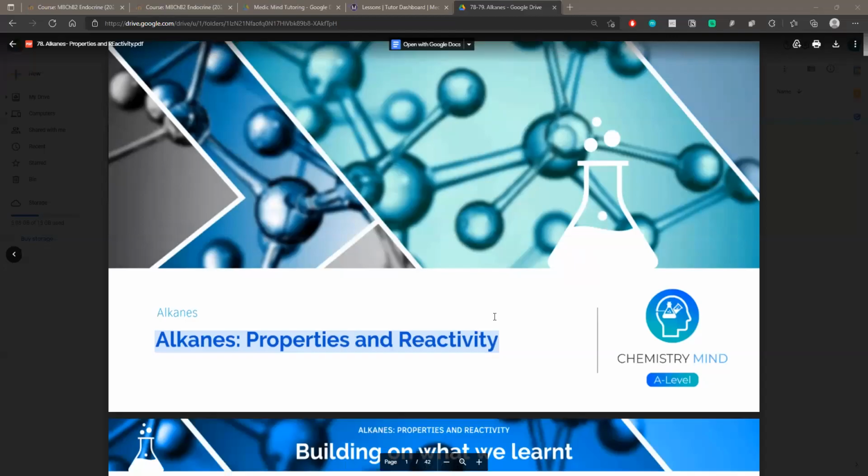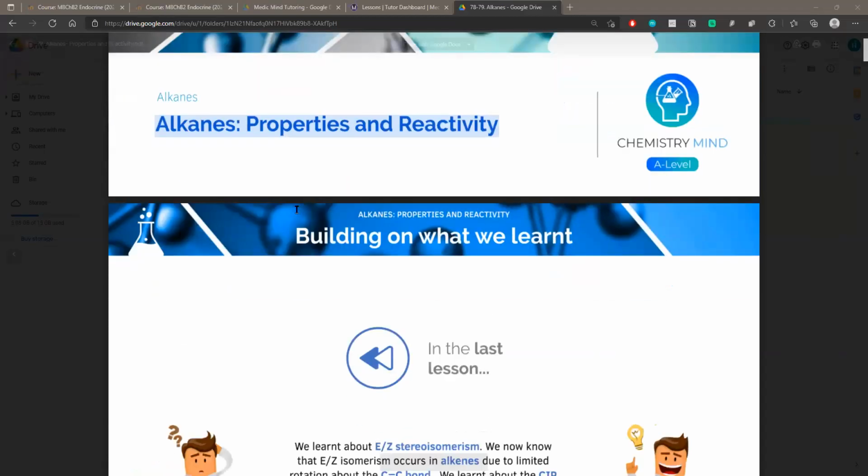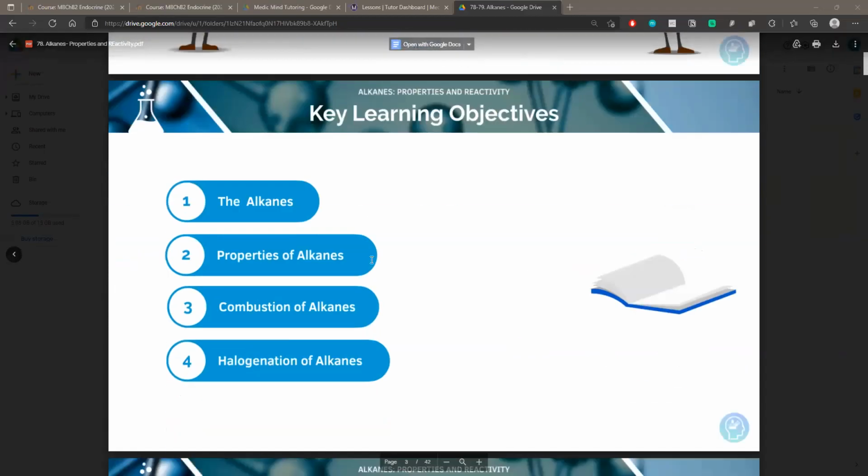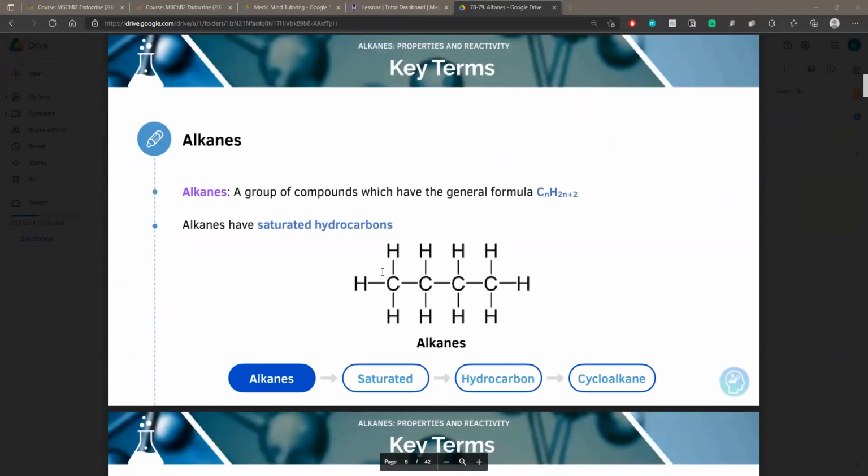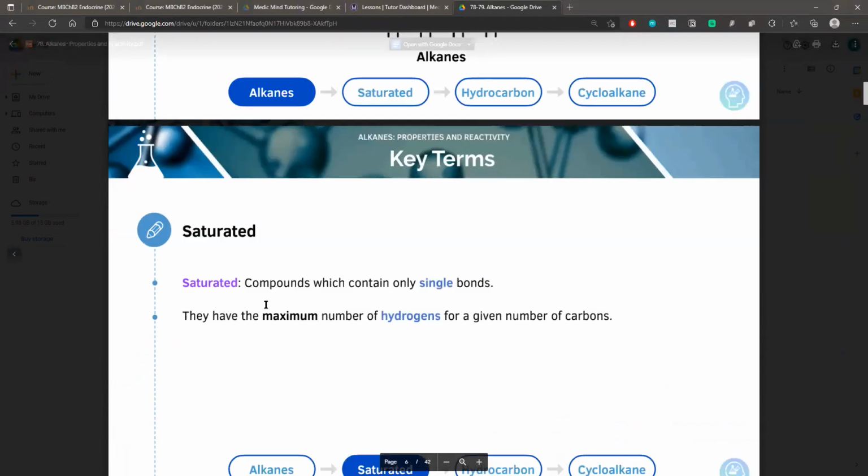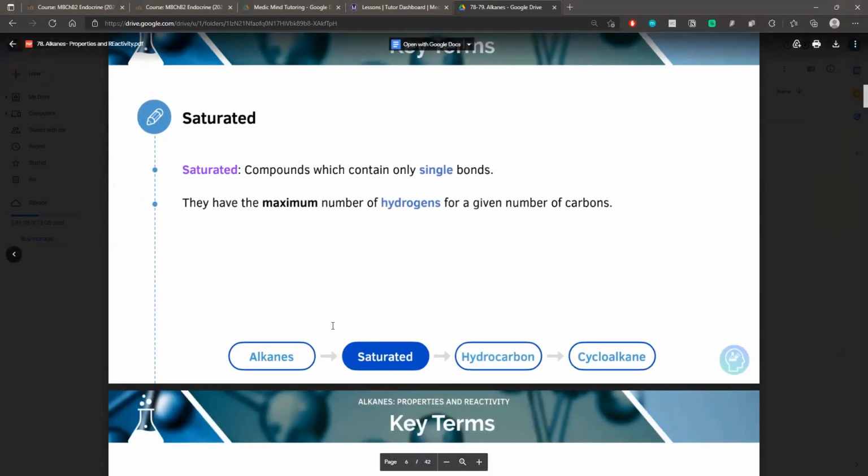Okay. So basically starting with the properties and reactivity of alkanes. So what are alkanes first? Alkanes are a group of compounds which have the general formula CnH2n+2. So for every carbon you have 2 times the number of hydrogens, plus 2. And alkanes are saturated hydrocarbons. So saturated means only single bonds.